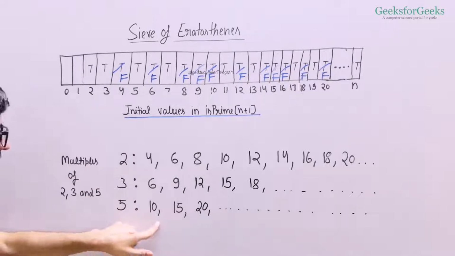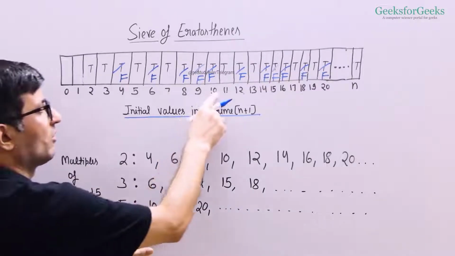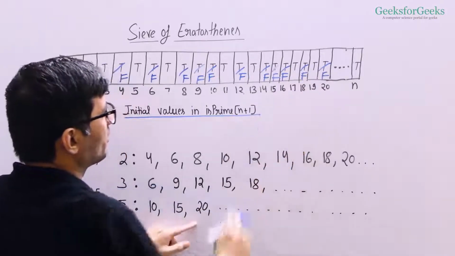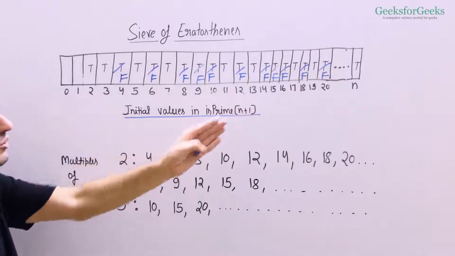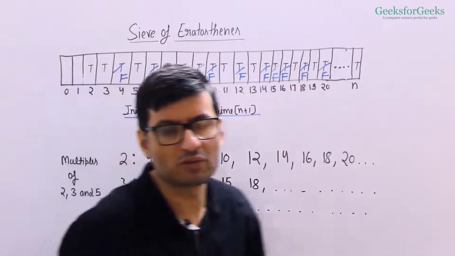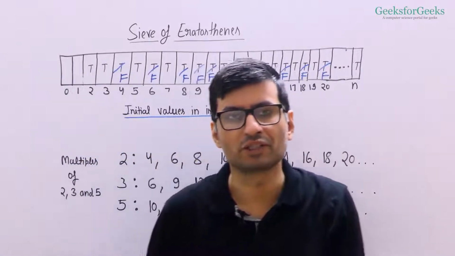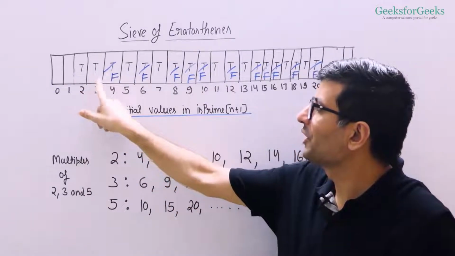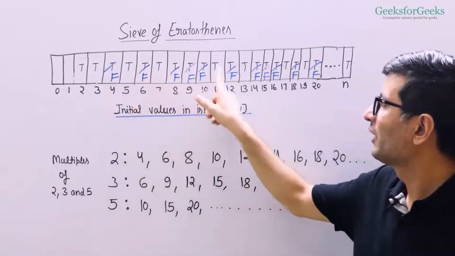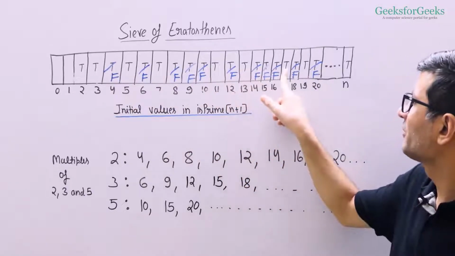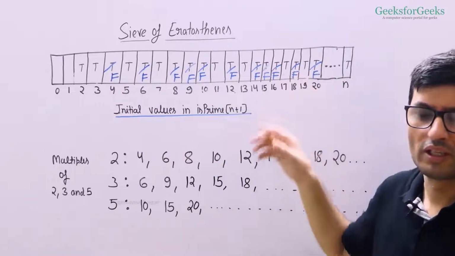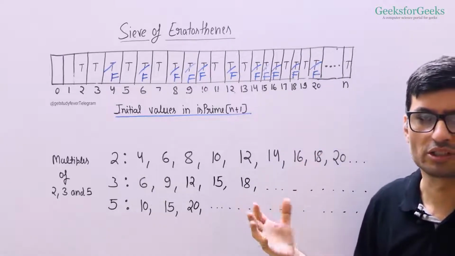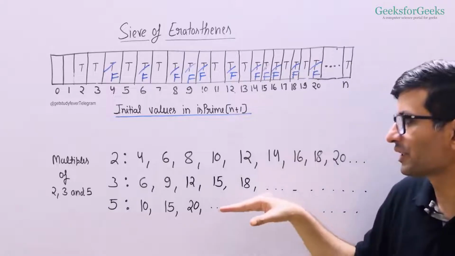Now we come to multiples of 5. 10 already marked. 15 already marked. 20 already marked. So if there was 25 also, we would have marked that false because 25 would not have been marked before reaching 5. Now if you take a look at this array, the entries 2, 3, 5, 7, 11, 13, 17 and 19 are true. And these are our prime numbers smaller than or equal to 20. So we have found the prime numbers using this approach.